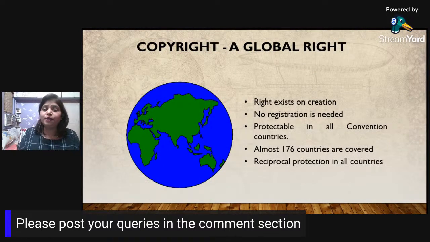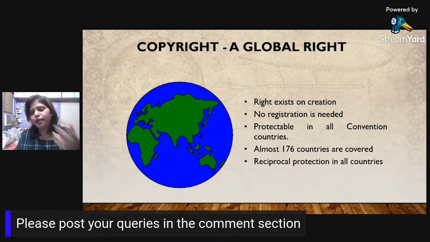Are all IP rights global? No. If you say trademark, no. If you say patent, patent is not a global right. Copyright by itself becomes a global right, but for other IPs you need to register them in that country for them to have a value over there.